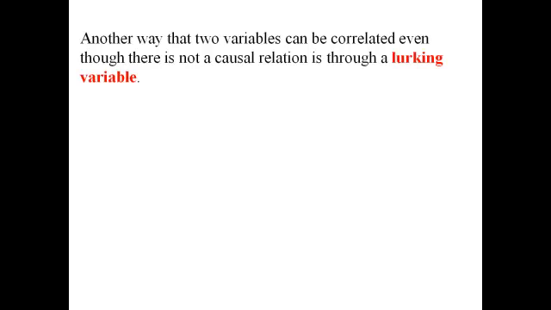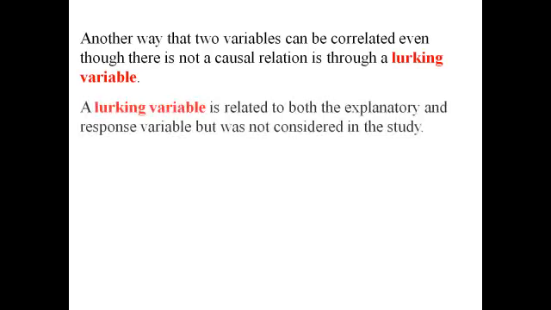Another way that two variables can be correlated, even though there's not a causal relationship, is through a lurking variable. Now, a lurking variable is some variable that's related to both the explanatory and the response variable, but was not considered in the study.